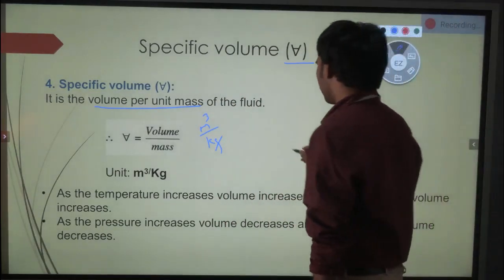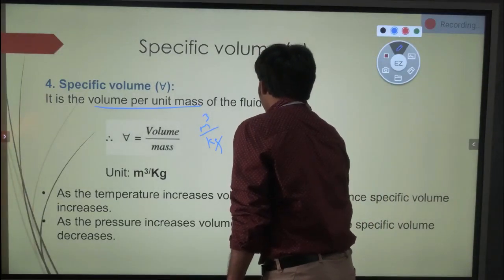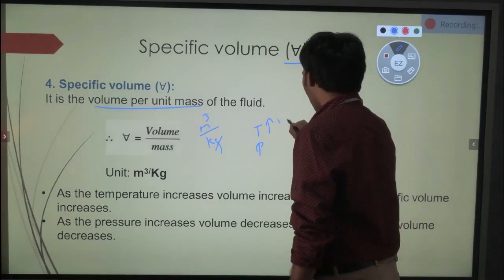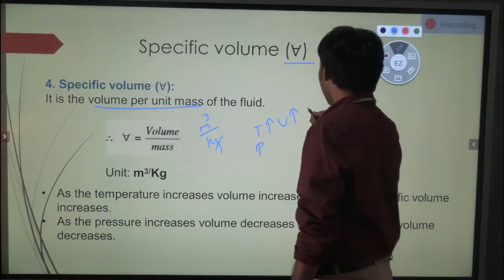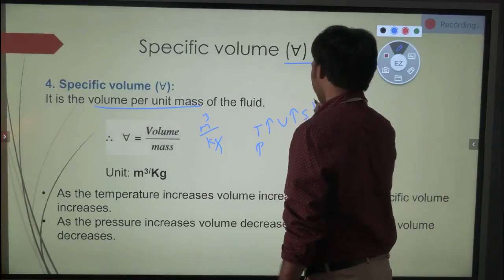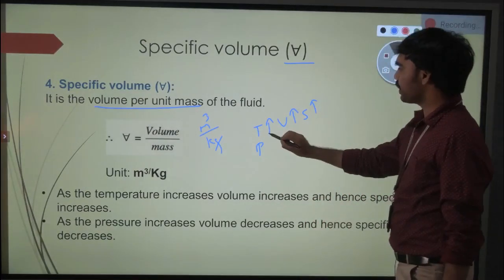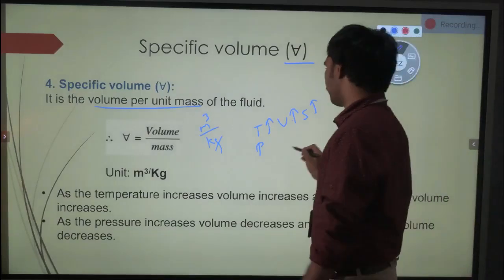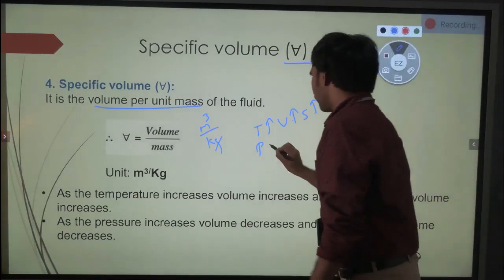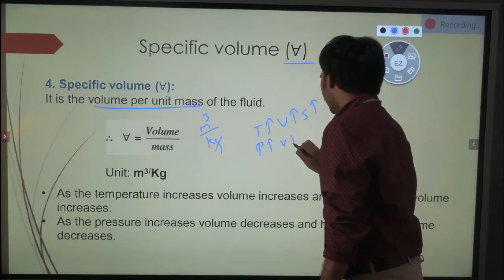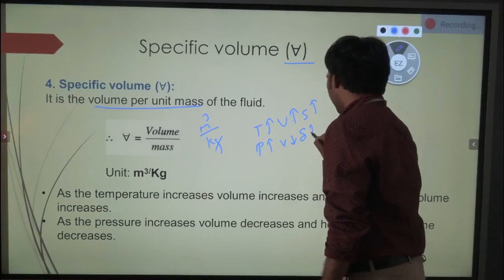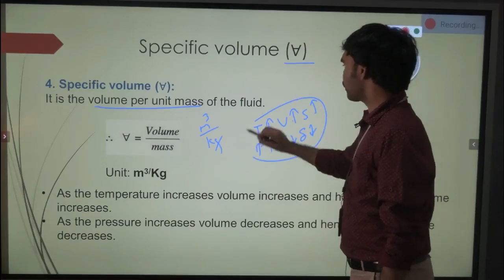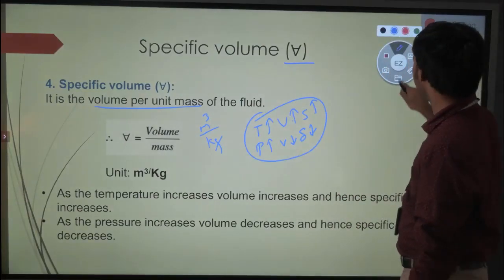It also depends upon temperature and pressure. If the temperature increases, volume increases and hence specific volume increases, because it is directly proportional. And if the pressure increases, volume decreases, so specific volume decreases. So temperature and pressure also influence specific volume.